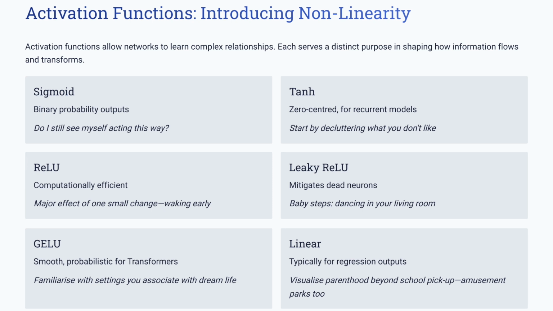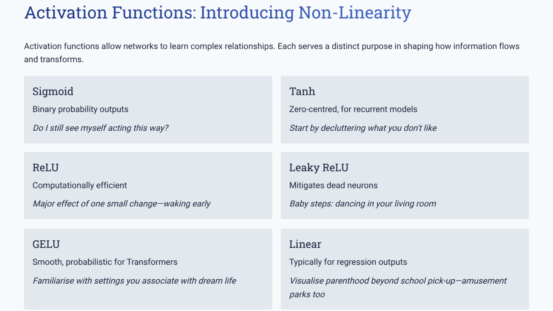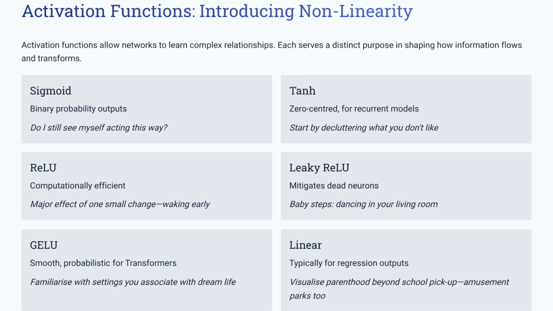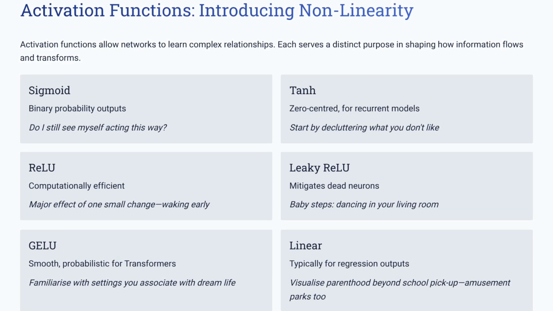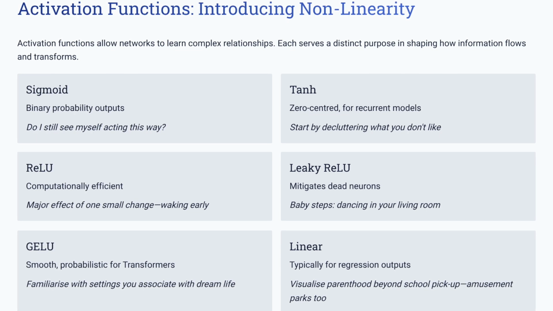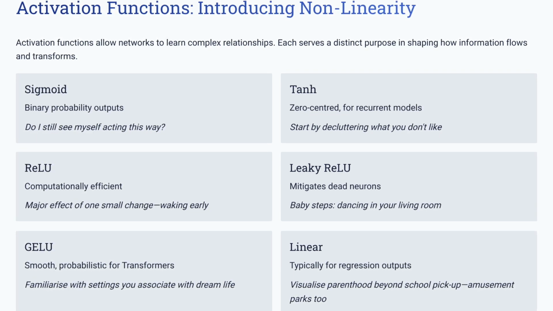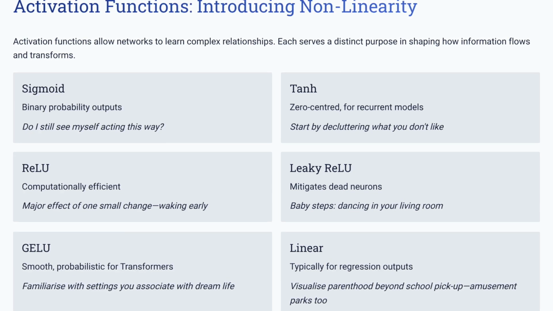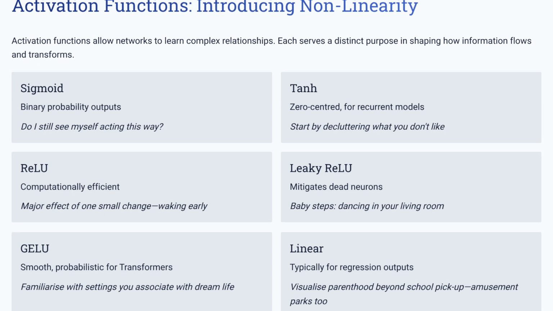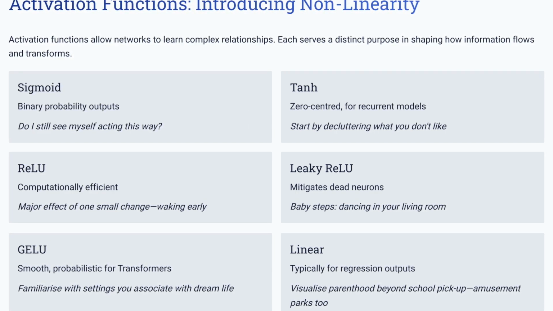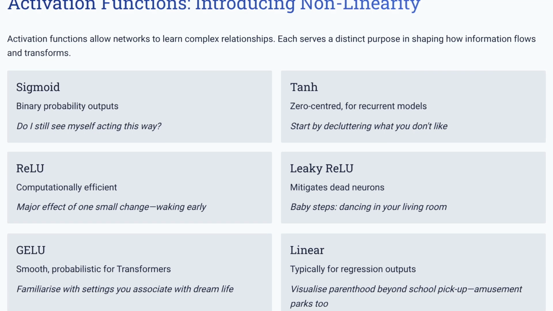Do I still see myself acting this way or entertaining these circumstances? Tanh, zero-centered, often used in recurrent models. Yes, we start with decluttering whatever we don't like of ourselves. ReLU, computationally efficient and widely adopted. Think of the major effect of just one small change, such as waking up early or deactivating our social media alerts. Leaky ReLU mitigates dead neuron issues.